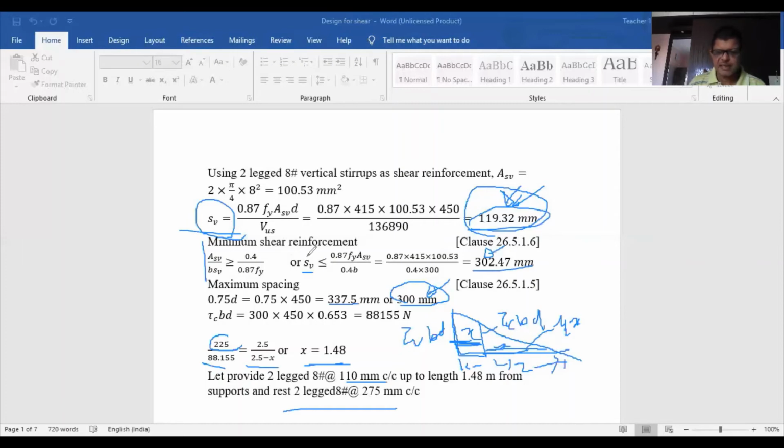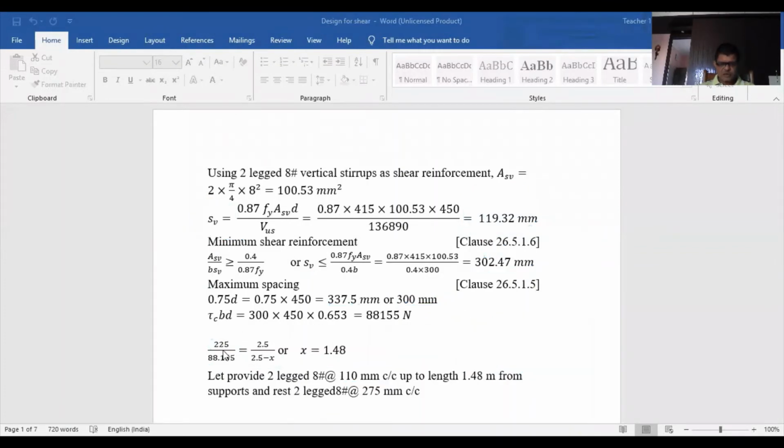I think there is a mistake here. Let me check. There's some calculation mistake maybe here. Actually, this is not 225 perhaps.